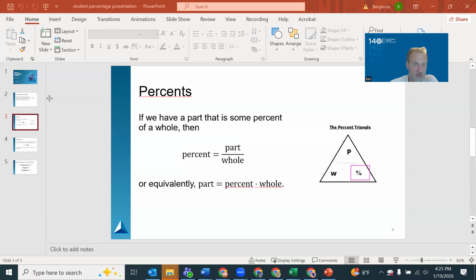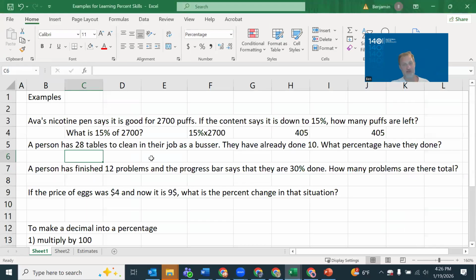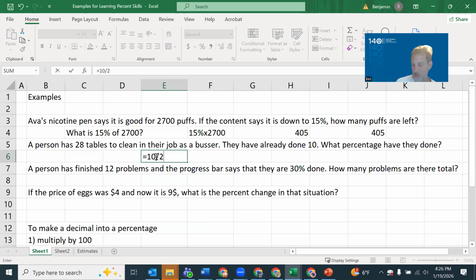And so I'm going to cover this up. And I see that I just take P divided by W. Yeah, that's the original definition of this. And so I'll take the part, I'll divide it by the whole, and that should give me the ratio that I'm looking for. So equals 10 divided by 28.